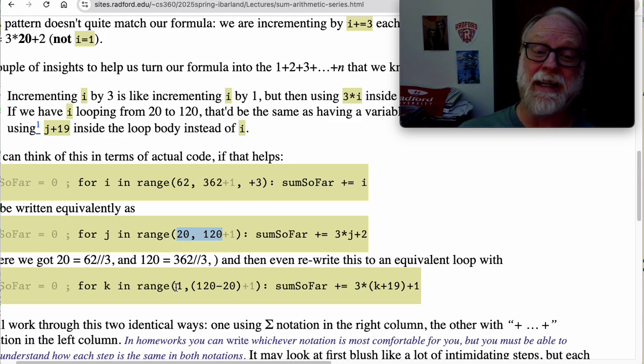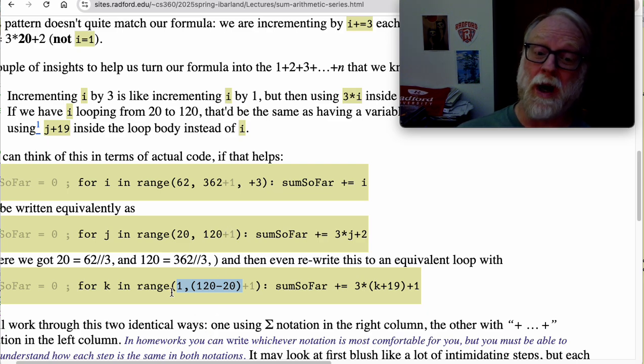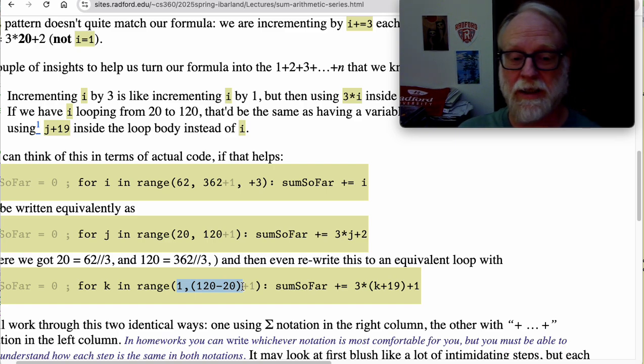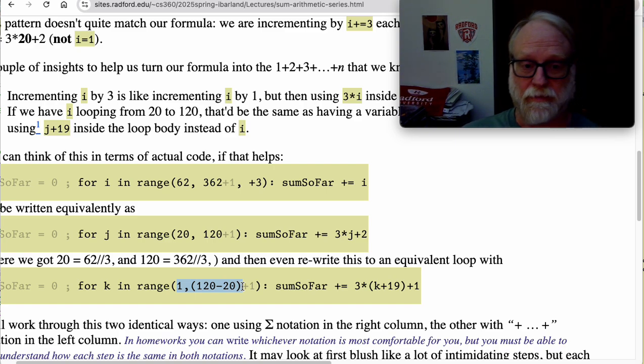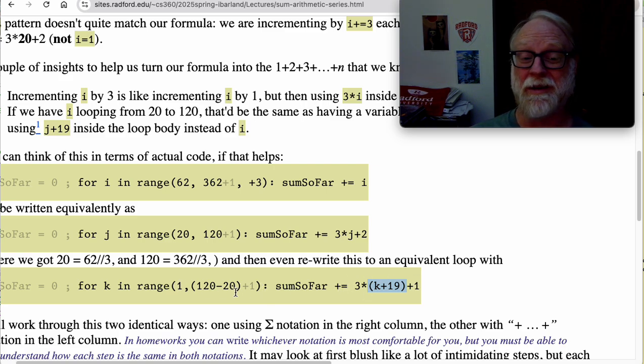So yeah, I'm going to go ahead and have the same thing here. I'm going to say instead of going from 20 up through 120, I'm going to go through 1 through 100. And we get sum so far as 3 times, and I'll take k plus 19. So when k is 1, this will be 20, and I'll do 3 times 20 plus 1. When k is 2, okay. The very last term that I do add is when k is 100, is that right?